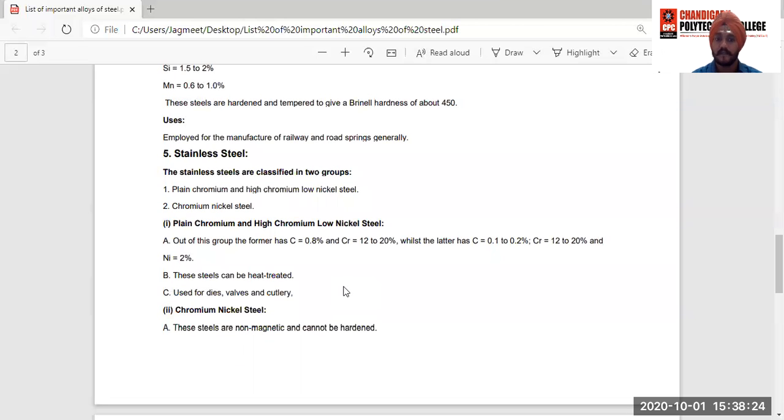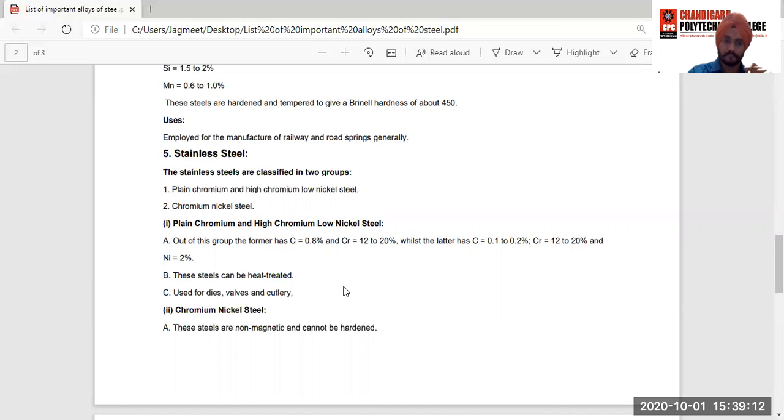Next is the stainless steel. These stainless steels are classified into two groups. First is the plain chromium or high chromium no nickel steel. Second is the chromium nickel steel. Of this group, the former has carbon 0.8% and chromium 12 to 20%, while in the latter the carbon is 1 to 2%, chromium 12 to 20%, and nickel 2%. These steels can be heat treated and used for different purposes, such as dies, walls, and cutlery. This is a hard material.